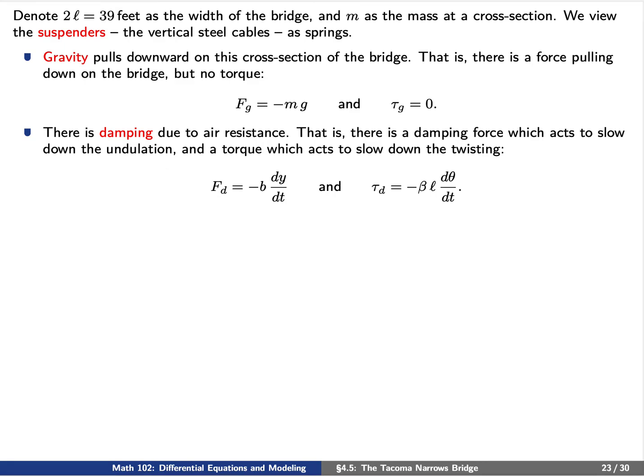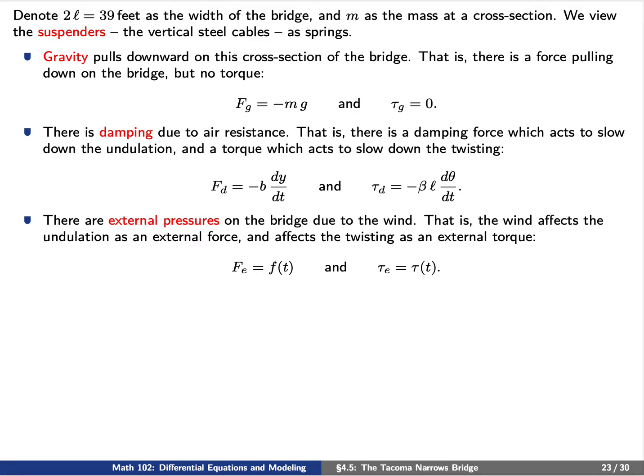Second, we have dampings due to air resistance. That is, there's a damping force which acts to slow down the undulation. Remember, this is the up and down motion of the bridge. And it acts to slow the torque. That is, the torque acts to slow down the twisting motion of the bridge. So we'll assume that our force due to damping, F sub d, is proportional to the velocity, so negative b times dy dt. And the torque here for the bridge is also proportional, but this time to the angular velocity. So our torque, tau sub d, is equal to negative beta times L times d theta dt.